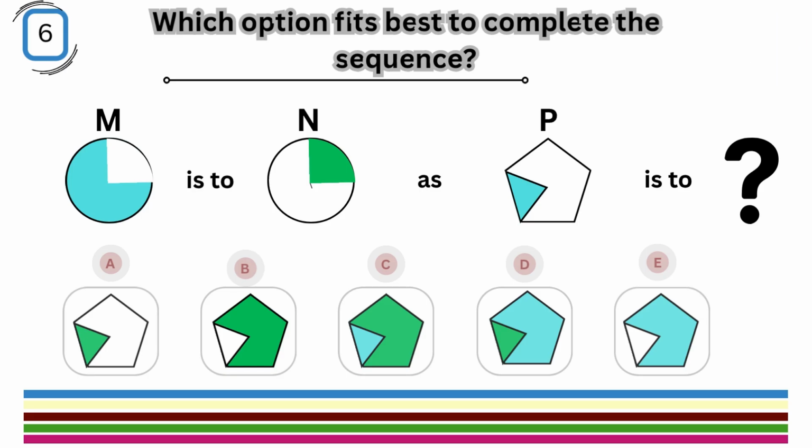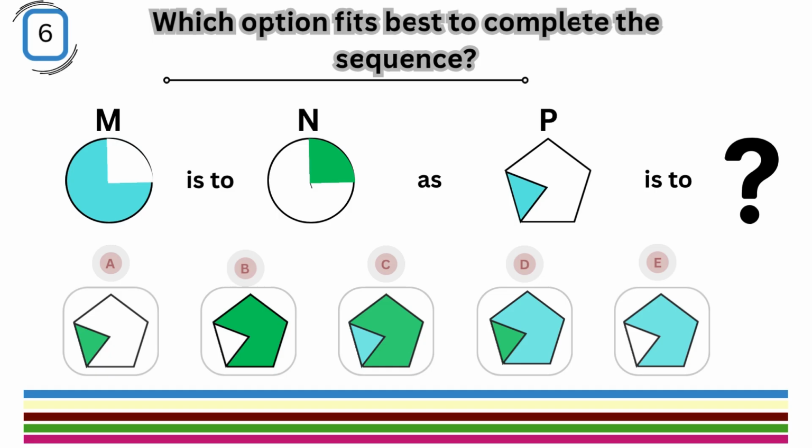When we look at the relationship between figure M and figure N, we notice that the blue sections in figure M become white in figure N, and the white areas transform into green. To find the correct answer for figure P, we must apply the same transformations. By examining the options, we can eliminate those that don't follow this pattern.